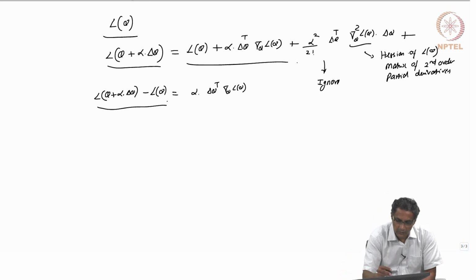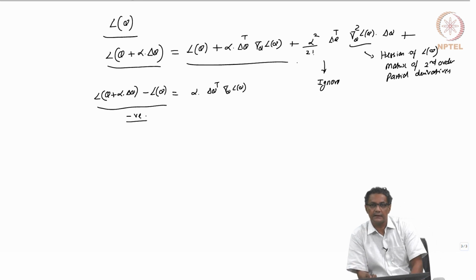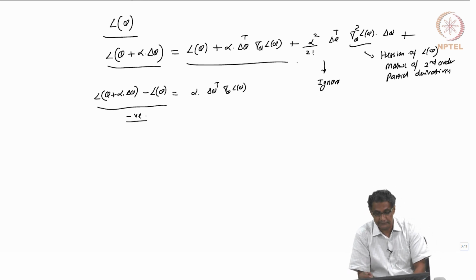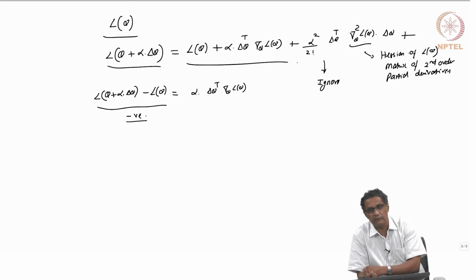That means you want this to be a negative quantity, and maybe as small as possible. How much can you go? But you want it to be negative because then you are going down, whether you start from there or from here. You want to move in a direction such that the cost will go down.